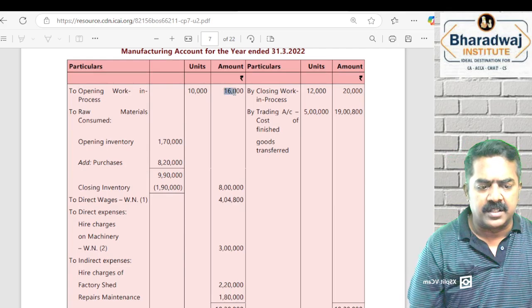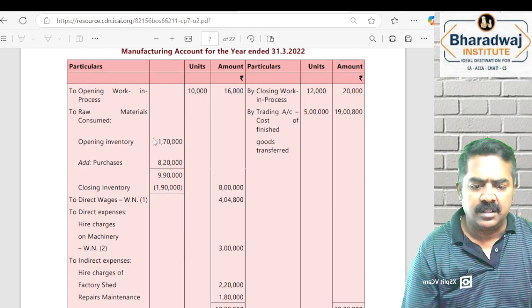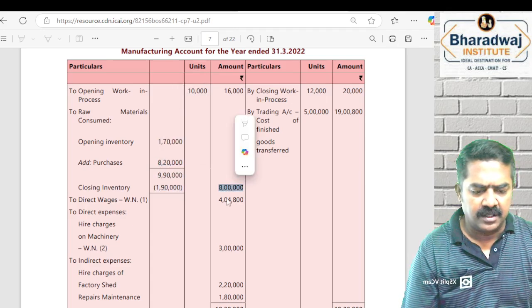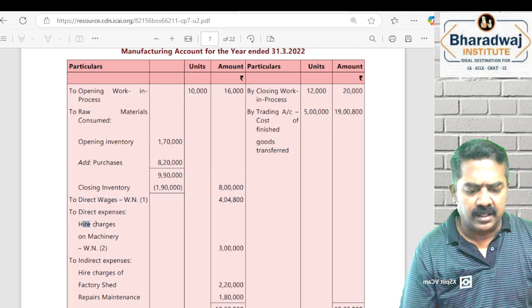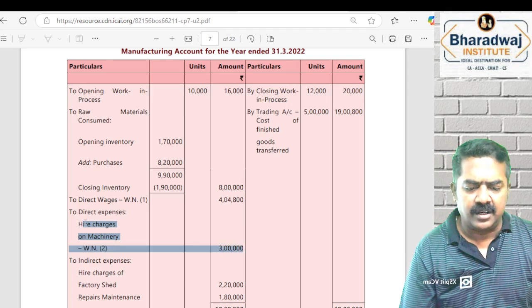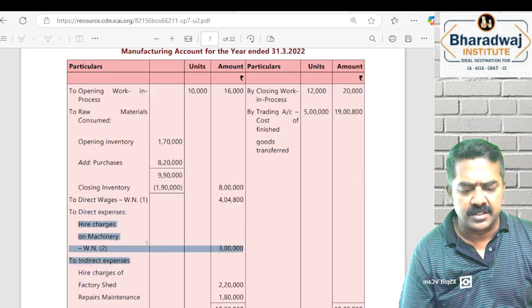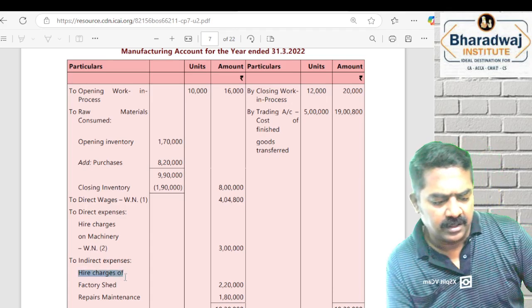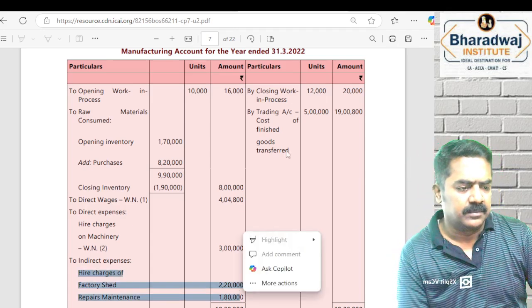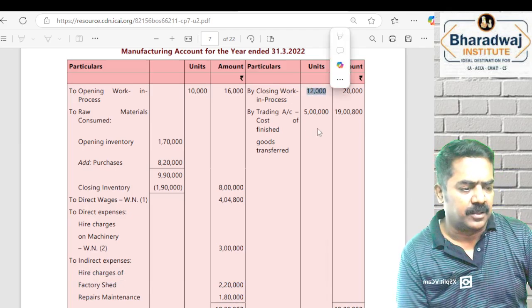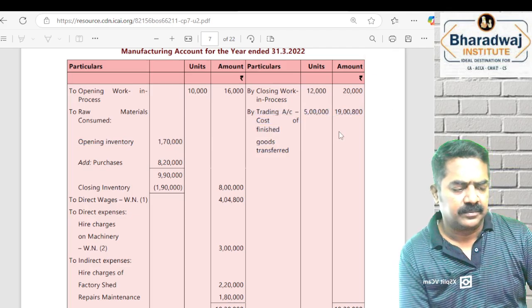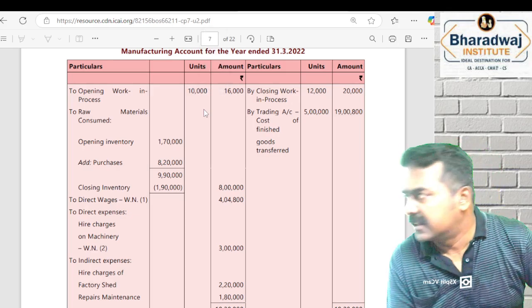Opening stock of WIP. Then raw material consumed: opening stock plus purchases minus closing stock. Direct wages. Then hire charges of the machine. You need not give the headings and all like this; you can just write hire charges of machine. Then indirect expenses: hire charges of the factory shed and repairs and maintenance will come. Closing stock of WIP is given in the question. The cost of goods finished is transferred to which account? Trading account. The units column is optional.